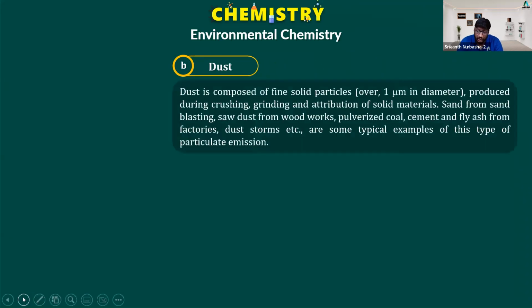Dust. Dust is composed of fine solid particles over 1 micrometer in diameter. Earlier with smoke we can have solid or solid and liquid particles, but now dust means fine solid particles over 1 micrometer in diameter produced during crushing, grinding and attrition of solid materials. Sand from sand blasting, sawdust from woodworks, pulverized coal, cement and fly ash from factories, dust storms. All these are typical examples where the particulate pollutant is dust.